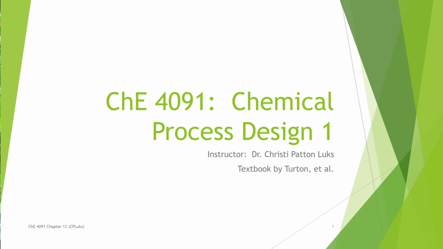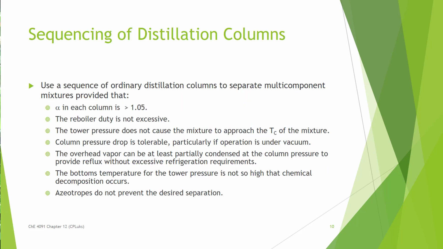We're continuing to look at separation systems, and we are at this point in chapter 12 out of the Turton textbook. So they talk about how you would like to sequence distillation columns. The first thing that you want to do when you get a set of components that you're wanting to split is first find boiling point data to order them based on volatility, and then look at the relative volatility for each combination pair in order as you go down this list.